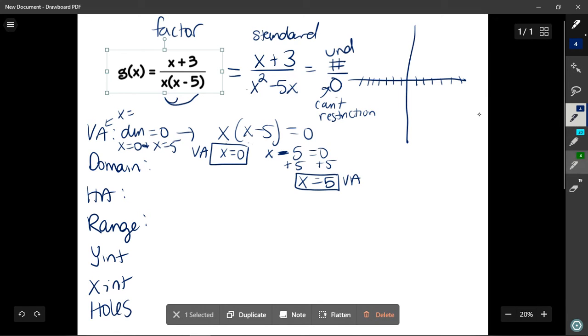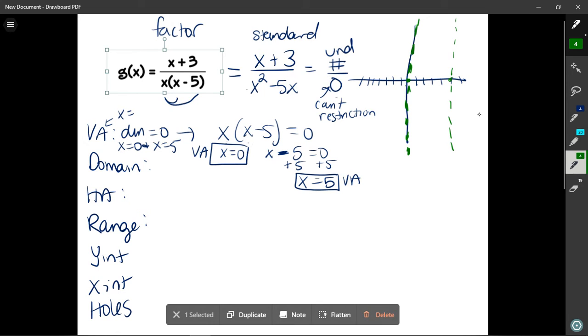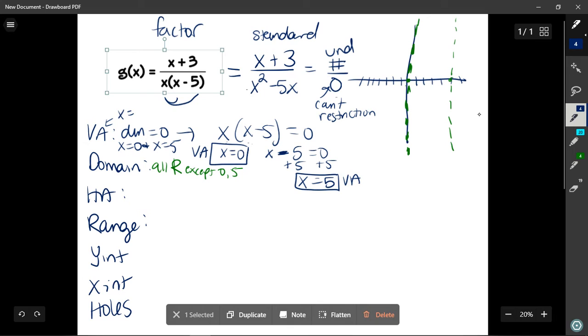So to graph it, you would go to 0, because I know that's my first one, right? So I'm going to draw a vertical dashed line going through 0 for x. And then we have 5. So 1, 2, 3, 4, 5. At that point, I'm going to draw my vertical asymptote. So those tell me I cannot cross these two vertical asymptotes. x is undefined at those 2 points. So my domain is all real except 0 and 5.